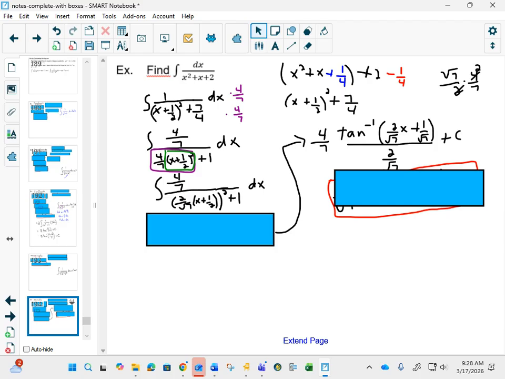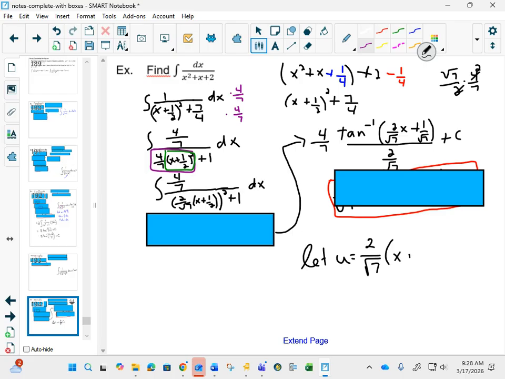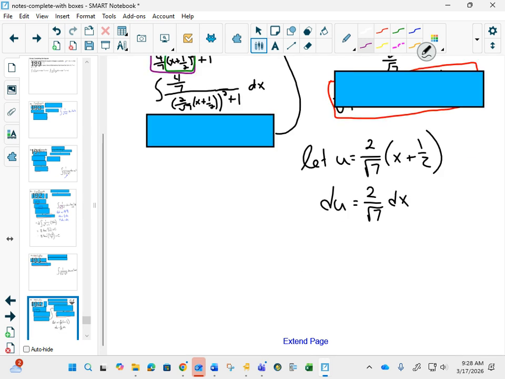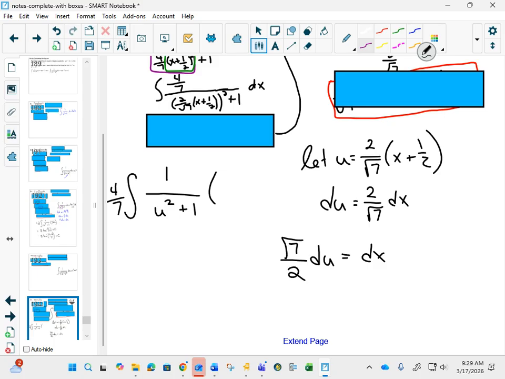And this would definitely be one where I think you might want to go let u equal that inside, which is 2 over root 7 times x plus 1/2. Do you see that du, if you distributed that, your derivative is just going to be 2 over root 7 dx. Which means our dx is going to be root 7 over 2 du. So now I have my integral. I could bring the 4/7 on the top out in front. This becomes u squared plus 1. And instead of dx, I would have root 7 over 2 du.